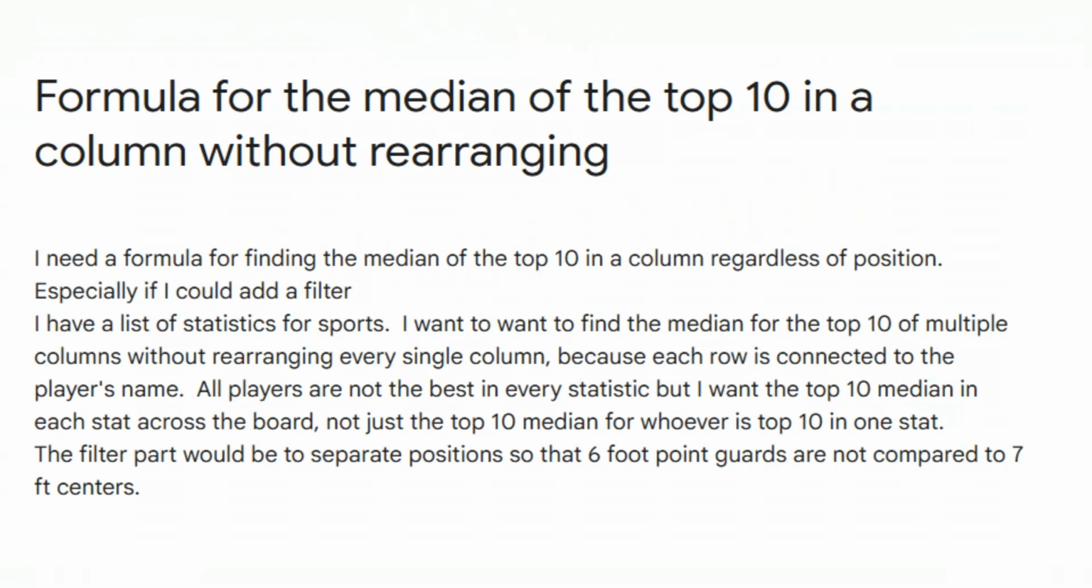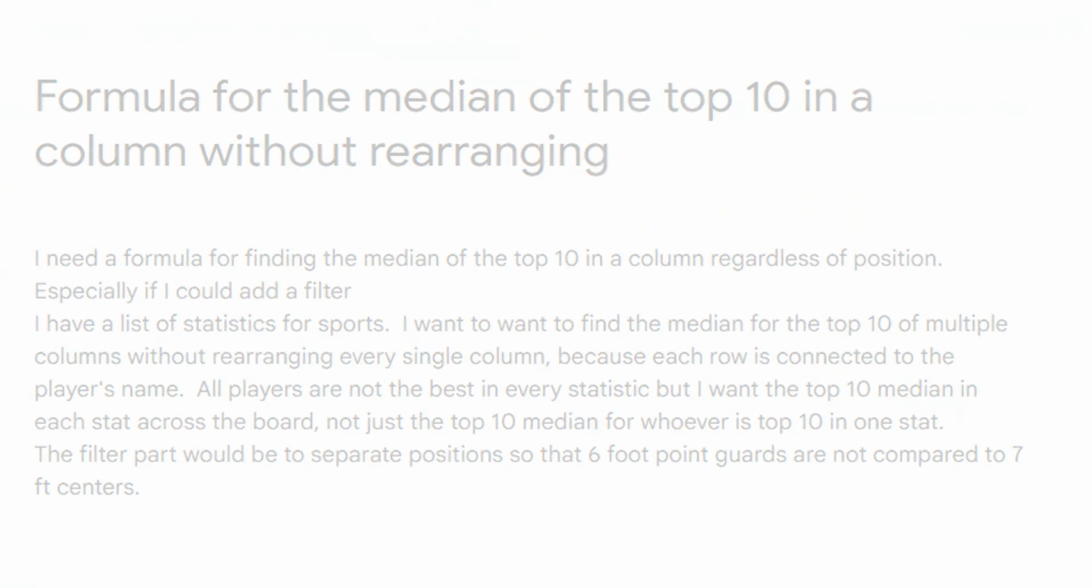"I want to find the median for the top 10 of multiple columns without rearranging every single column because each row is connected to the player's name. And all players are not the best in every statistic, but I want the top 10 median in each stat across the board, not just the top 10 median for whoever is top 10 in one stat." Okay, so they need the columns to stay as they are and then extract the top 10 values and then get the median thereof. Let's take a look.